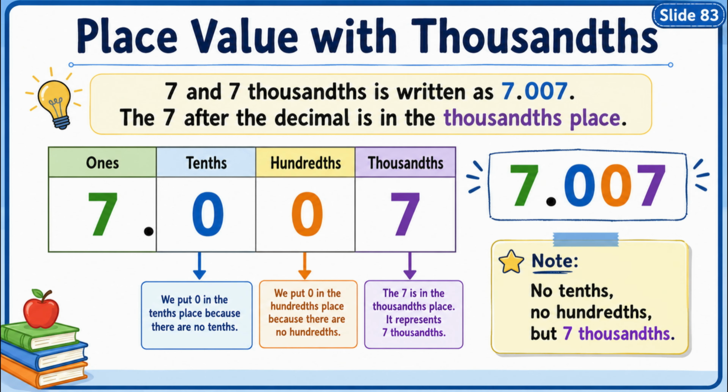Place value with thousandths. The number 7 and 7 thousandths includes the thousandths place. Thousandths are written in the third place after the decimal point. Here, the whole number part is 7. There are no tenths, so we write 0 in the tenths place. There are no hundredths, so we write 0 in the hundredths place. There are 7 thousandths, so we write 7 in the thousandths place. So, 7 and 7 thousandths is written as 7.007.